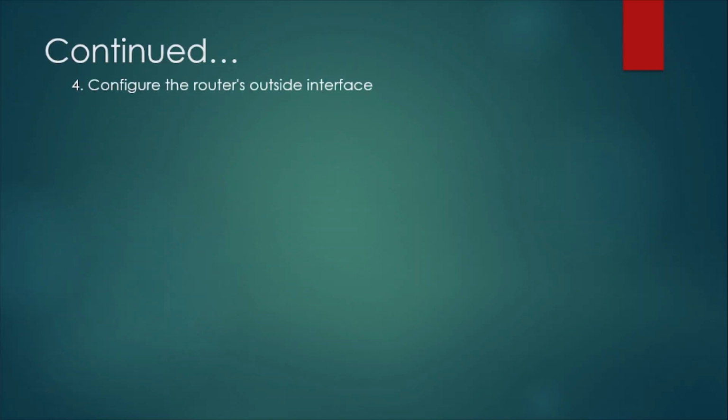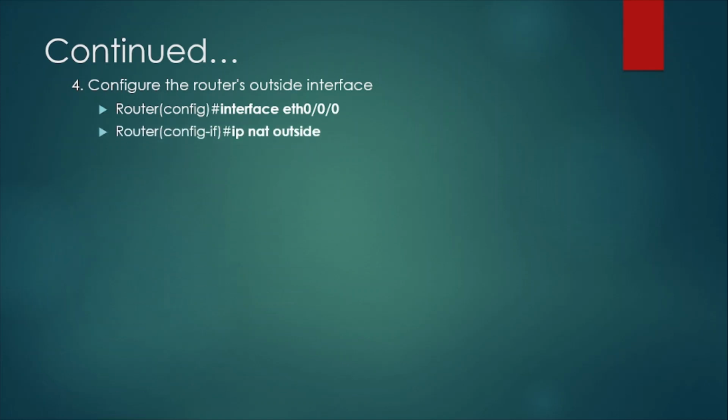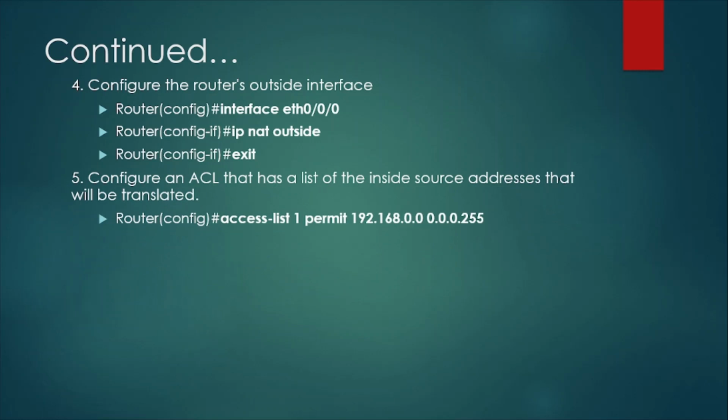So configure the router outside interface. How? We will assign the interface and the IP NAT inside and outside. And after this, we have to configure access control lists that has a list of inside source addresses that will be translated. How? We have to be in the configuration mode.